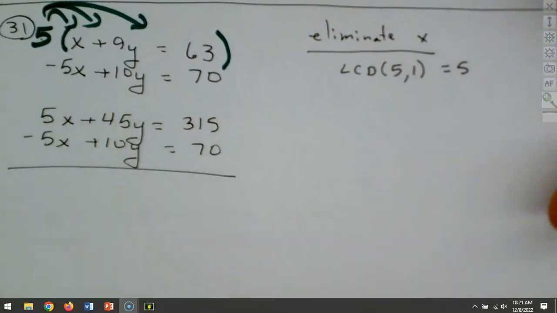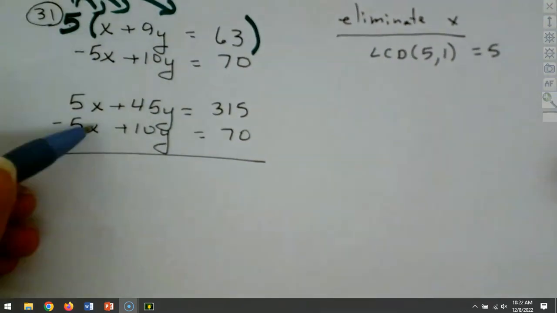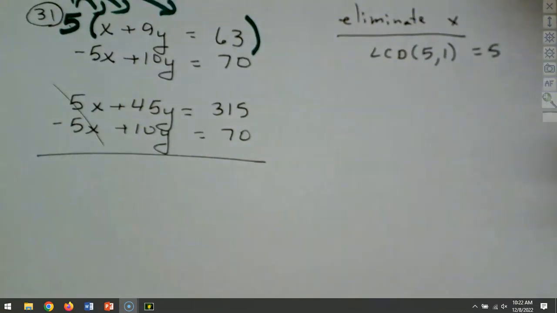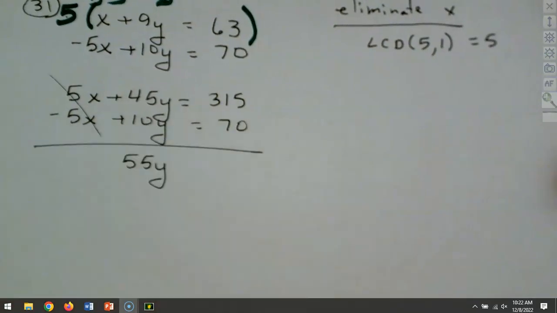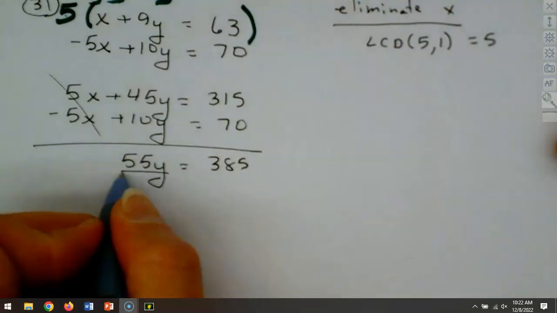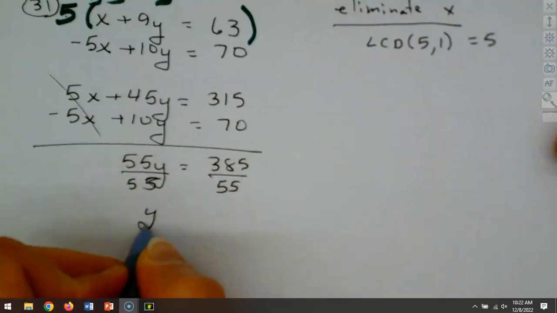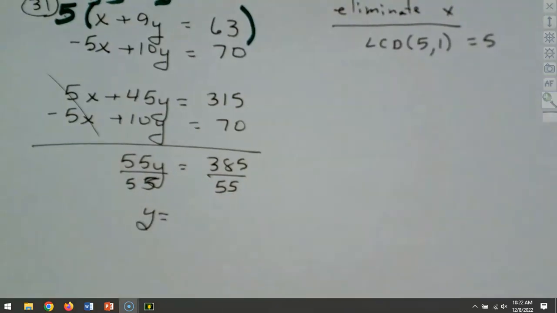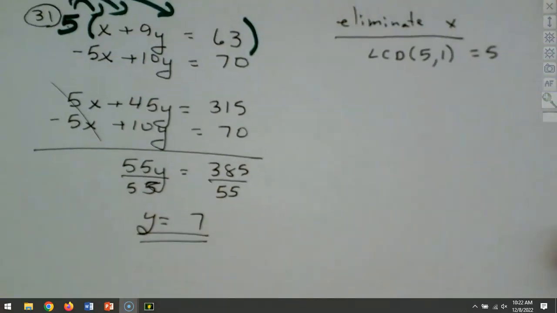We're going to go ahead now and add down. What happens to the x's again? Okay, they're gone, right? 45 and 10, that makes it a 55y. And we've got a 315 and a 70. That's a 385. We'll divide by our 55. And we'll see what we're left with for the y. Y comes out to be 7.